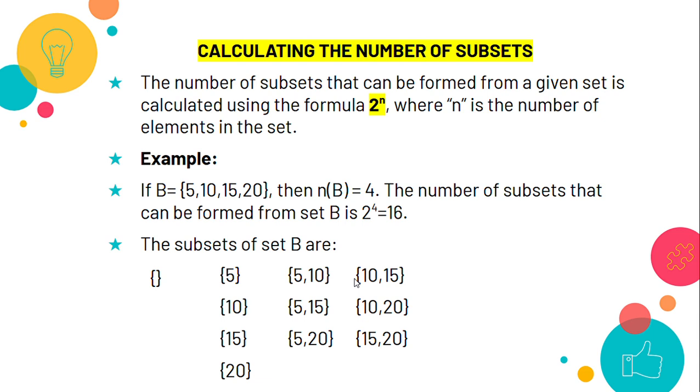So now we move to the three element sets. Again, we use the same concept. We're going to keep the first two elements constant and pair them with the remaining elements. So I would keep my 5 and 10 constant, pair 5 and 10 with 15, then 5 and 10 with 20.